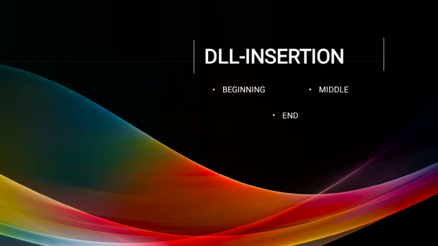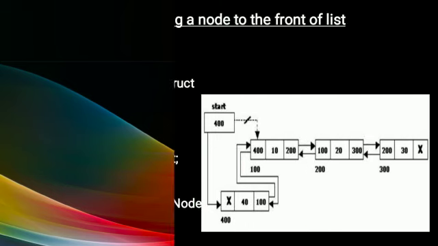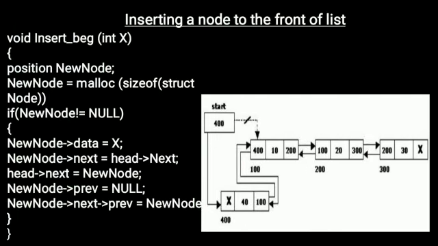Next, let's see the insertion operations performed on doubly linked list. Here the new node can be inserted anywhere in the list. That is the beginning of the list or end of the list or middle of the list. First we see how to insert a new node at the beginning of the list. It is an insertion operation.